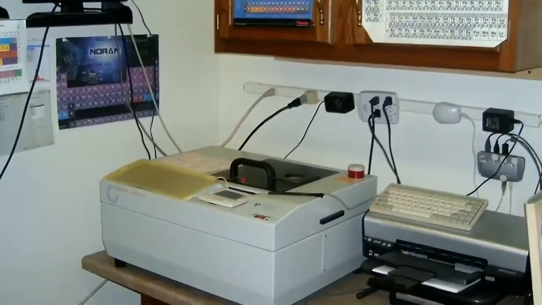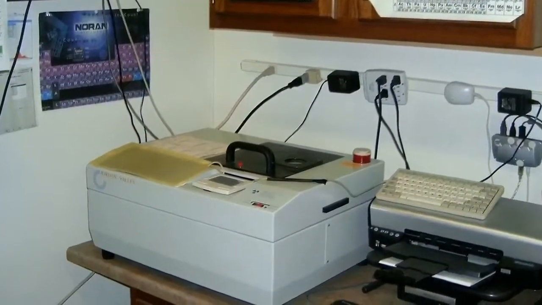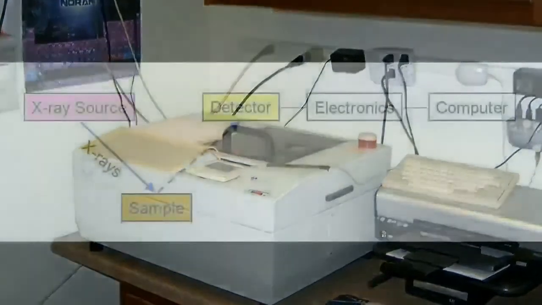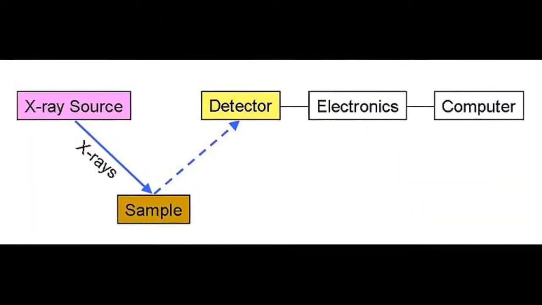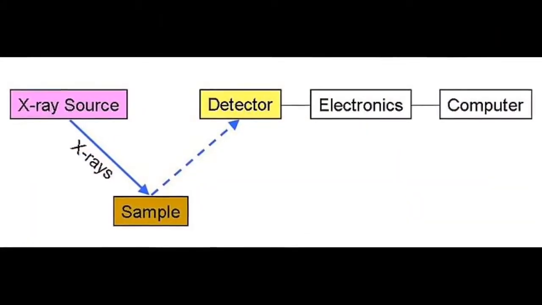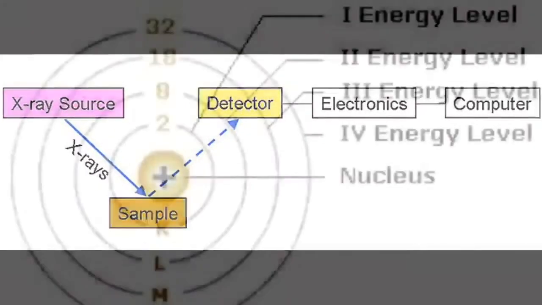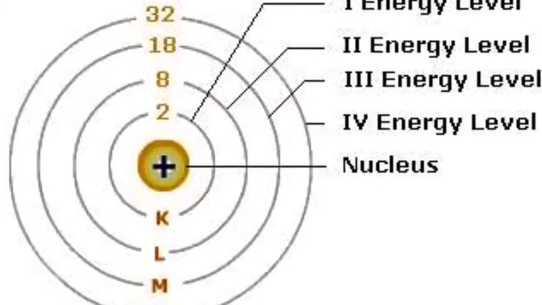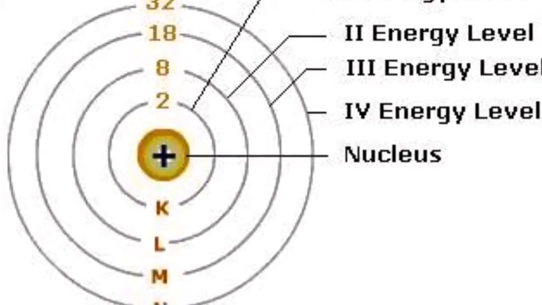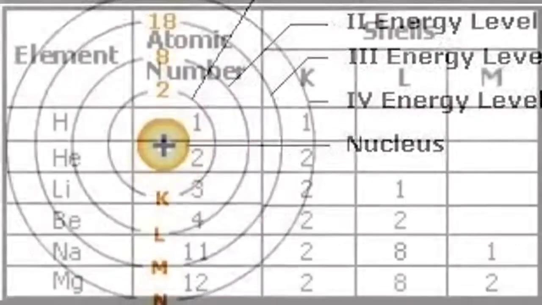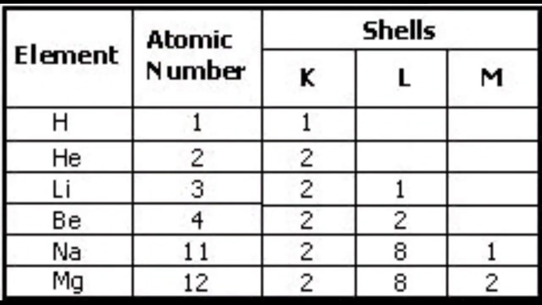Energy dispersive X-ray fluorescence, or EDXF, uses X-rays in a completely different way. X-rays are fired at a sample and a reaction is detected. The X-rays specifically affect the inner shells of the atoms on the surface of the sample. These inner shells are called K, L, and M, and for different elements they contain different numbers of electrons.